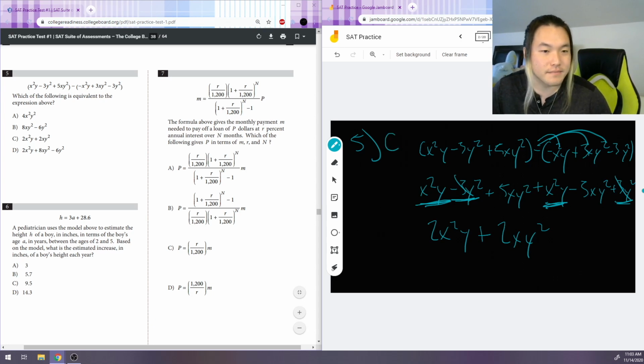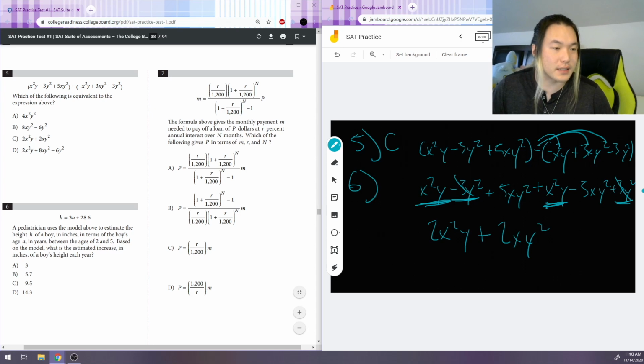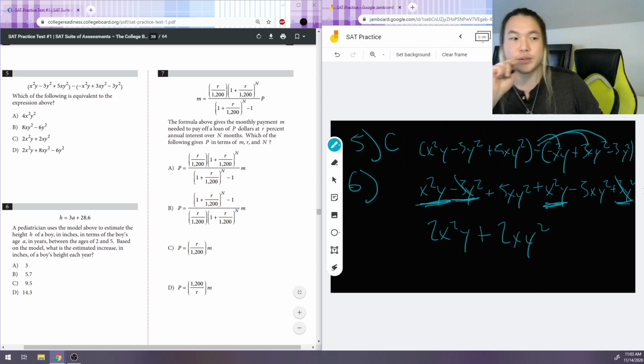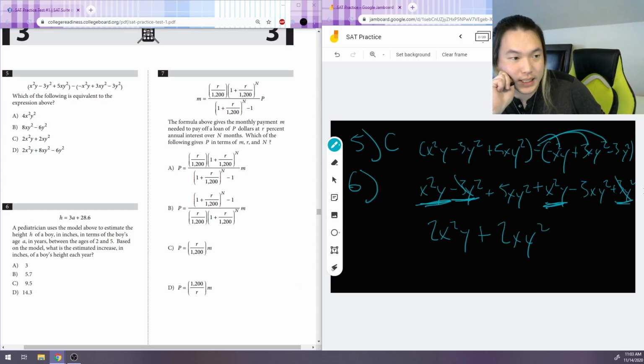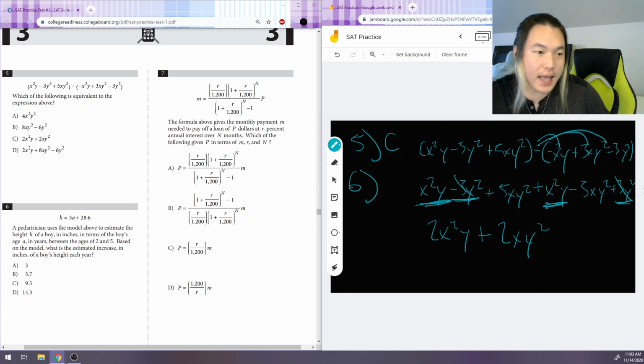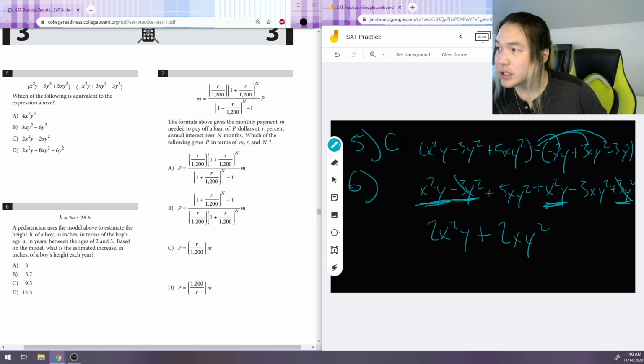Let's see. Number 6. H equals 3a plus 28.6. A pediatrician uses the model above to estimate the height h of a boy in inches in terms of the boy's age a in years between the ages 2 and 5. Based on the model, what is the estimated increase in inches of a boy's height each year?